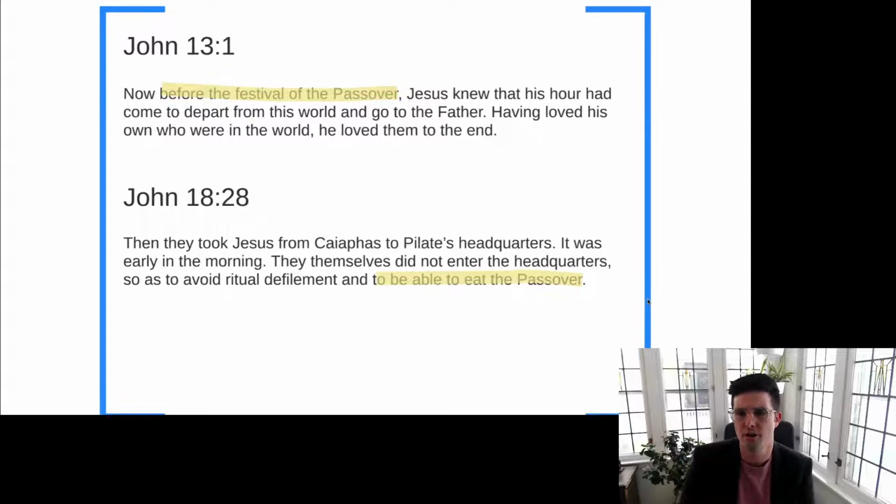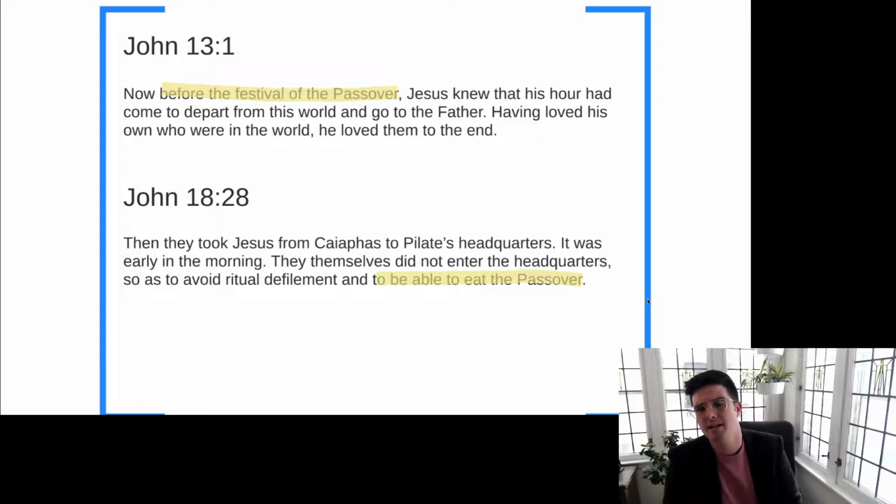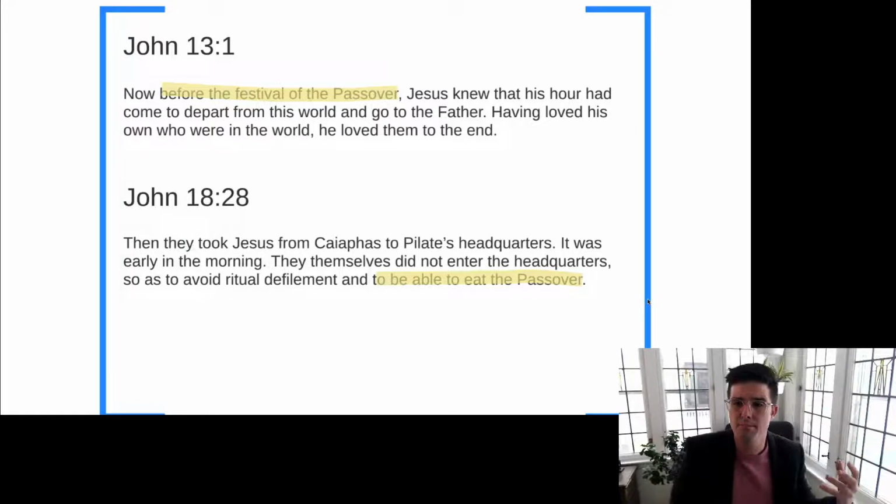And so in John 13, we have, "Before the festival of the Passover, Jesus knew his hour was about to come." And then in John 18, Caiaphas doesn't go into Pilate's headquarters because they wanted to not be defiled so that they could eat the Passover.